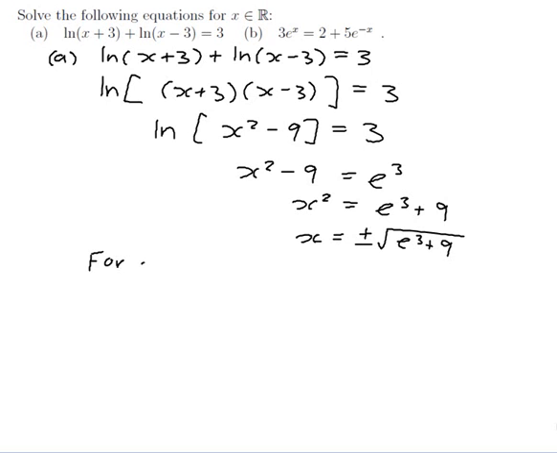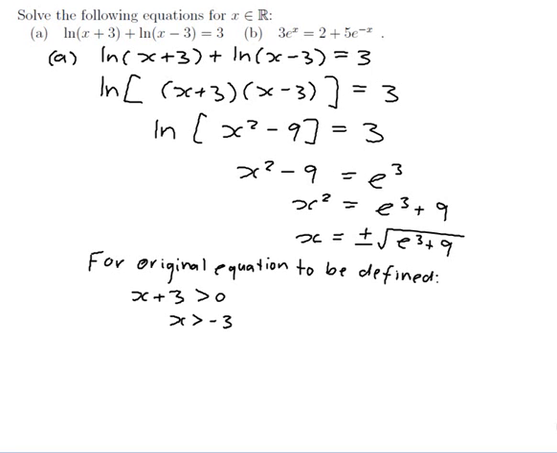So for the original equation to be defined, x + 3 has to be greater than 0, so x has to be greater than negative 3. And I suppose the other one, x - 3, has to be greater than 0, so x has to be greater than 3. So since x has to be greater than 3, that means x has to be positive, so we can't choose the negative one from the options we had before. So therefore x is equal to plus the square root of e cubed plus 9. Okay, so just one answer for that.